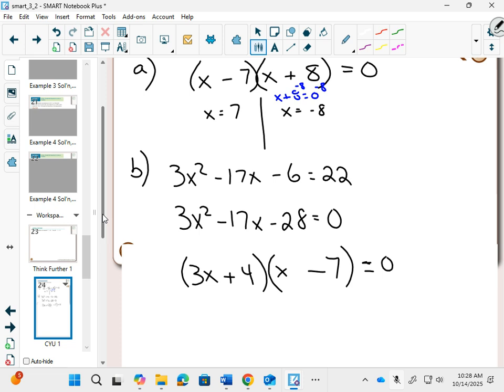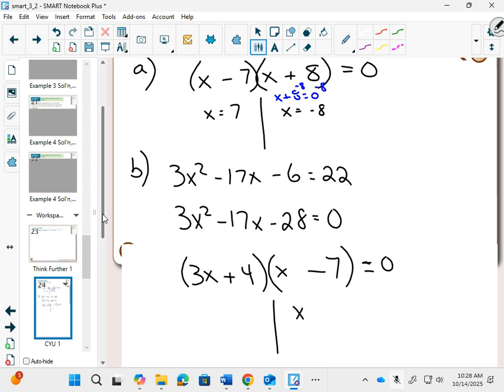It doesn't take that long to factor, but you have to be willing to try something and test it. Does my outside and my inside work? And if it appears to work, put it in and double check it in the end, because sometimes you get those ones where it looks like it works, but when you check it, it still doesn't.